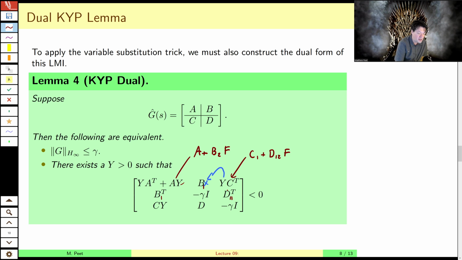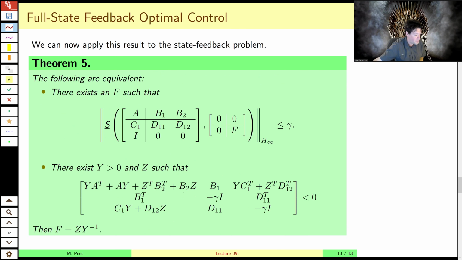And furthermore, C1 plus D12 F, F multiplies Y over here as well, so that when we do our variable substitution, we can eliminate F entirely from the condition. Right. And we use that on the next slide to show that this LMI is necessary and sufficient for there to exist a full state feedback controller whose closed loop H-infinity norm is less than gamma.